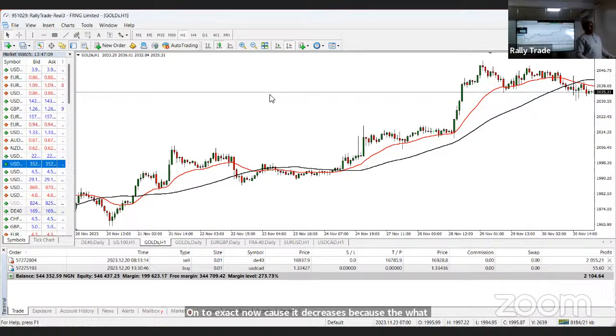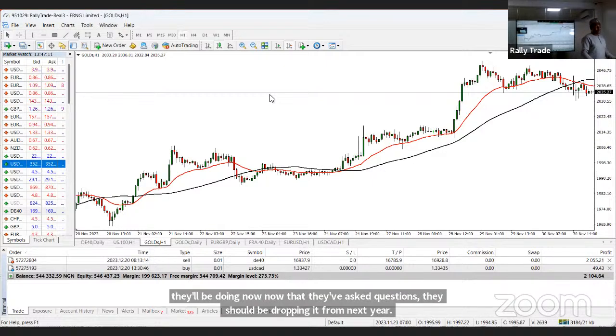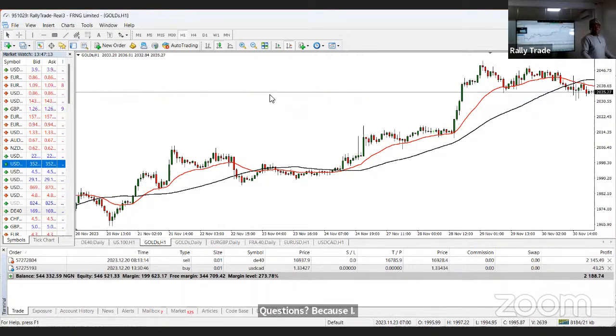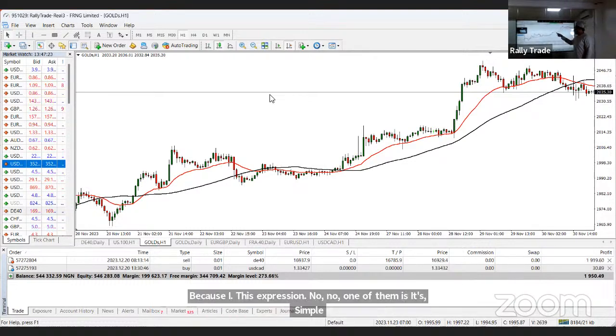Question. Which is the exponential? Both of them? No. One of them is exponential, another one is simple. This moving average you're looking at, the red is exponential, the black is simple.